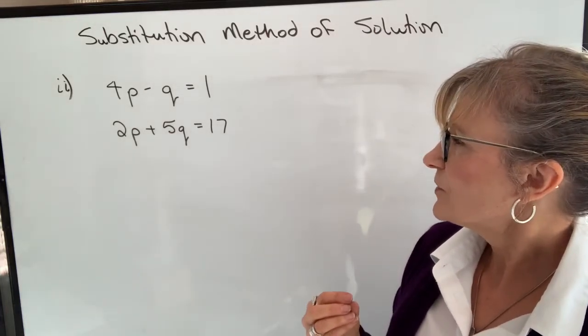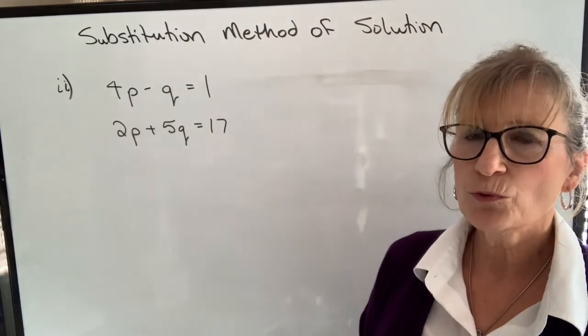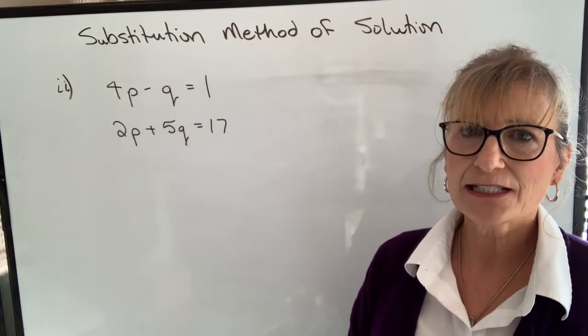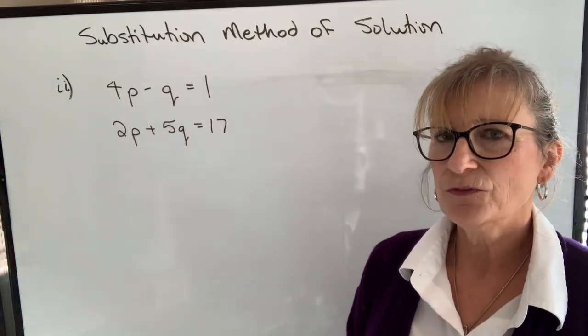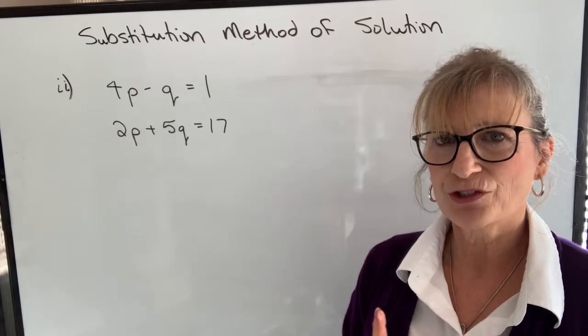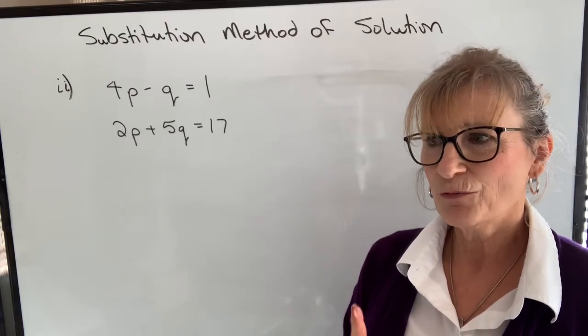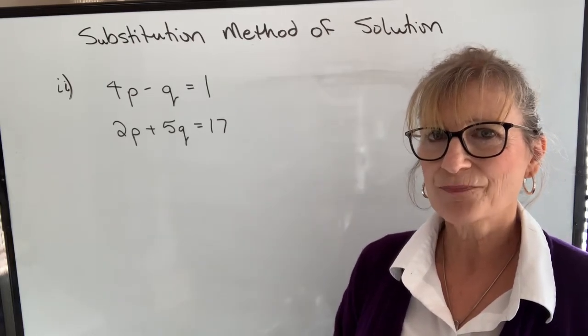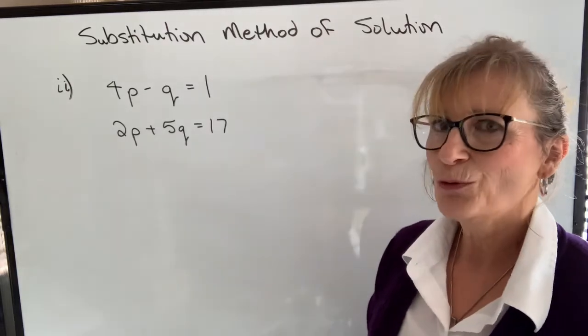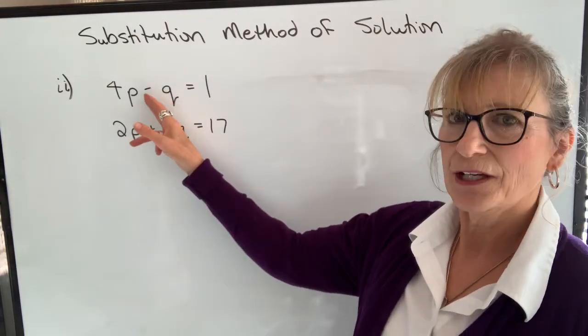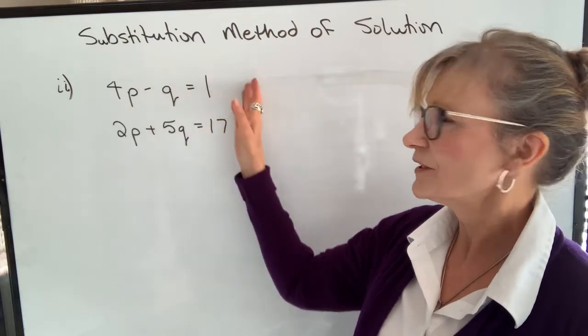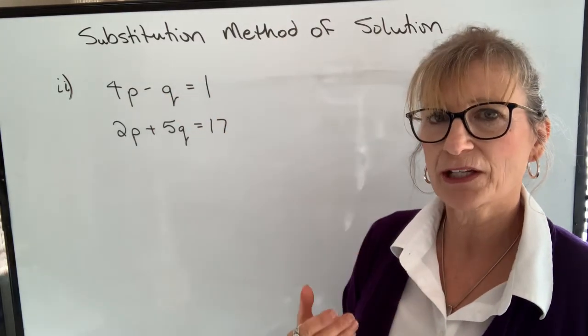To do the substitution, you look for the variable that's going to be the easiest to isolate, which means, if possible, the variable that has a coefficient of 1. If you don't have a coefficient of 1, you're going to get into fractions, and we want to avoid that. So we do have a q. It has a negative 1 coefficient. If we move it to the other side, it will be a positive 1, and then we can get q by itself.